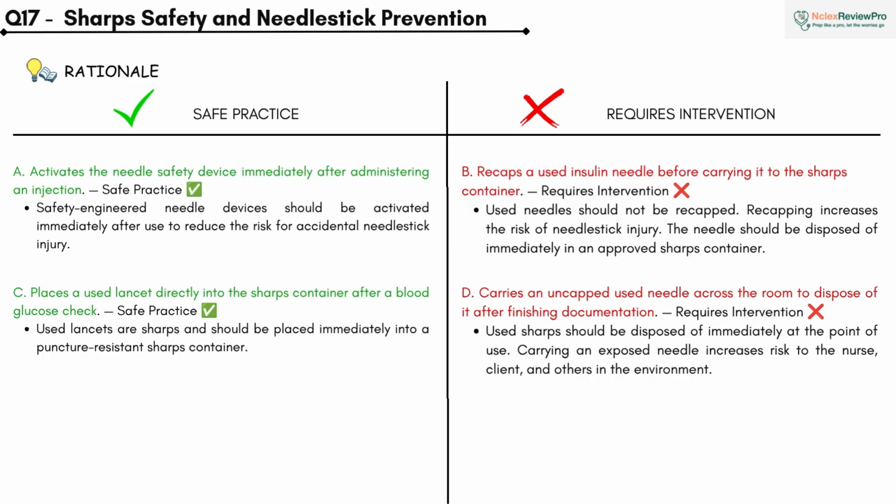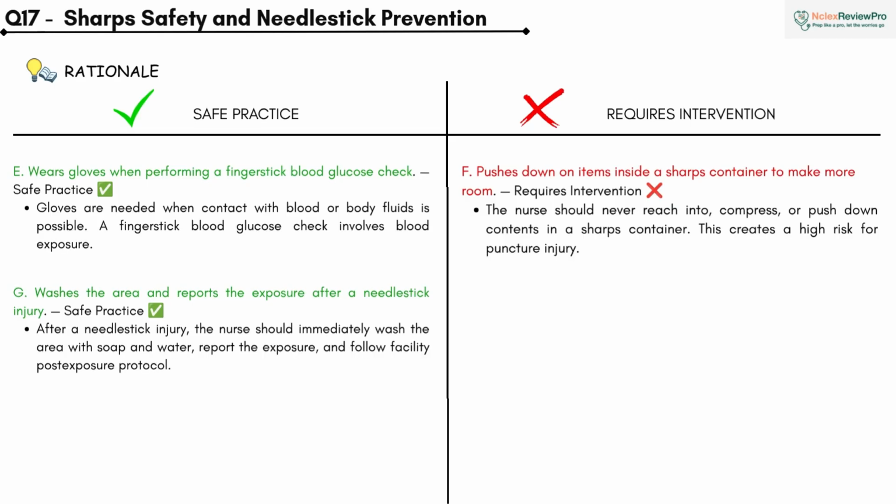For option D, carrying an uncapped used needle across the room requires intervention. The nurse should not finish documentation first, and the nurse should not carry an exposed sharp around the room. Disposal should happen immediately at the point of use. Rationale for option E. Wearing gloves during a fingerstick blood glucose check is safe practice because blood exposure is expected. Gloves reduce contact with blood and body fluids, but remember, gloves do not prevent puncture injuries.